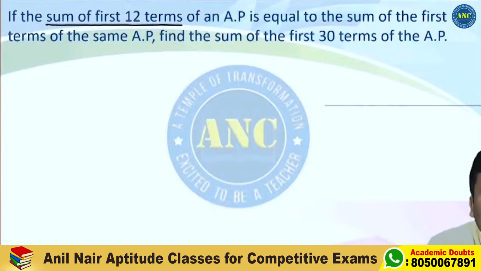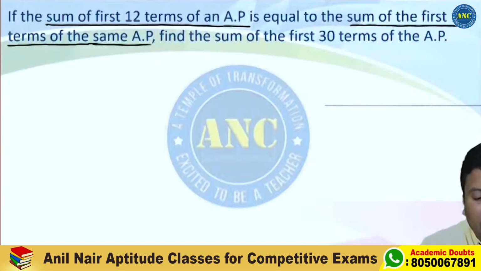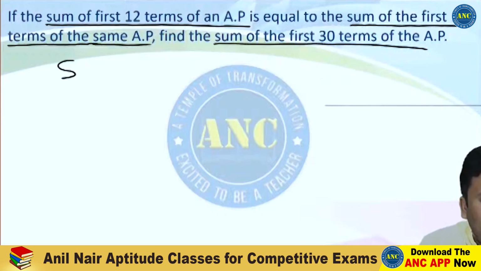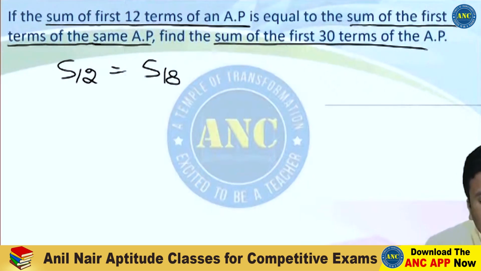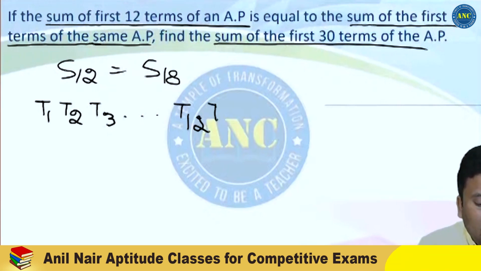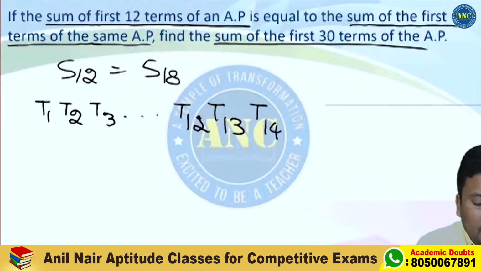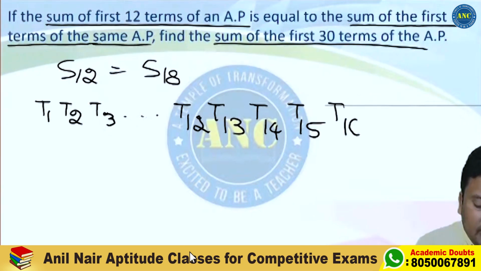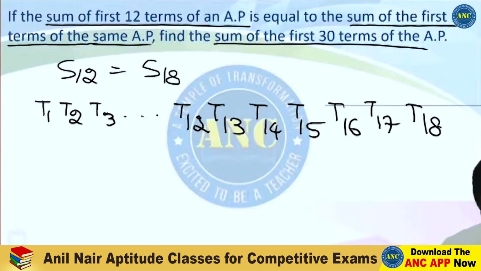Next one. Sum of the first 12 terms of an AP is equivalent to sum of the first 18 terms of an AP. Find the sum of the first 30 terms of the AP. Let us put it T1, T2, T3. Logically, we will solve. These are the first 12 terms. It is equivalent to sum of the first 18 terms, 15, 16, 17, 18. Everybody, please drop your pens. Please look at the screen.